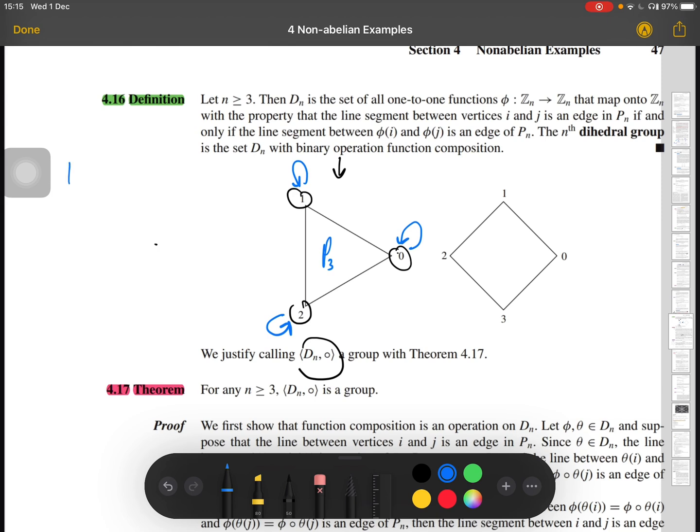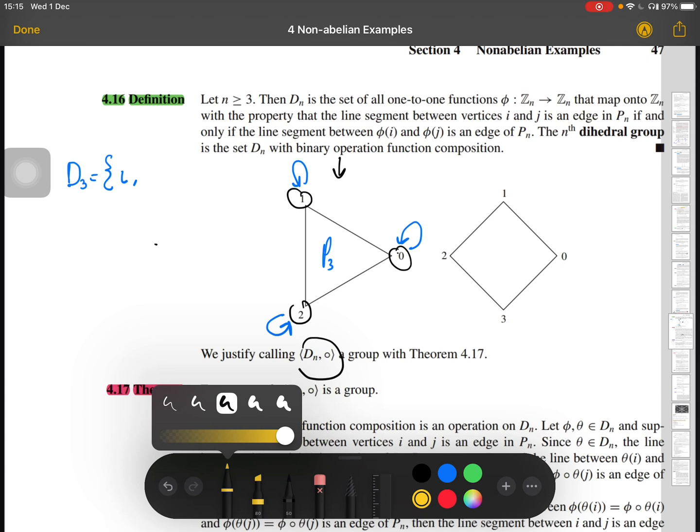So this is one of the elements in D3. Okay, so I can have one of the elements as 0 to 0, 1 to 1, 2 to 2, because 0 to 0 is not an edge, 1 to 1 is also not an edge, and 2 to 2 is also not an edge. So I can have an iota there, right? Okay, that's one of the mappings.